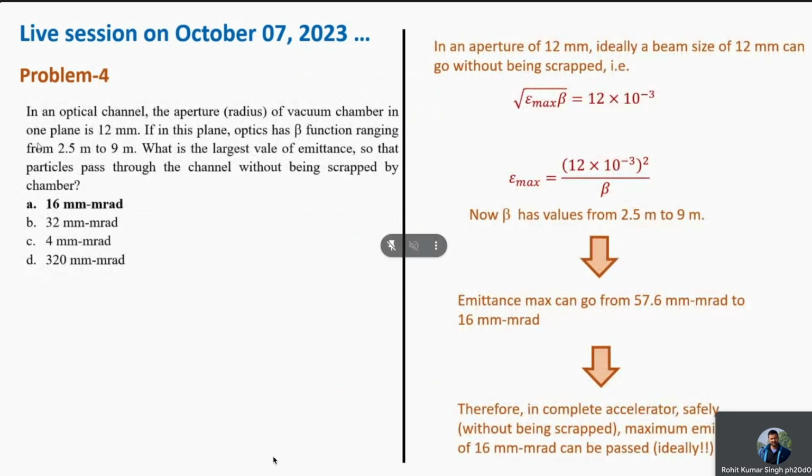Sir, can you please repeat the last thing that you said? How do you choose between 16 millimeter milliradian and 57?